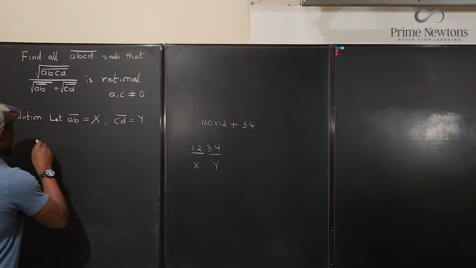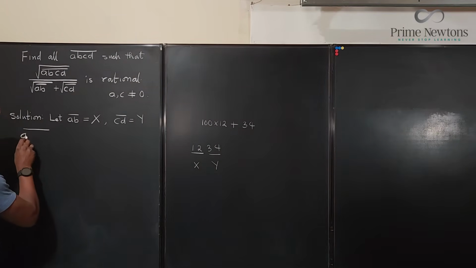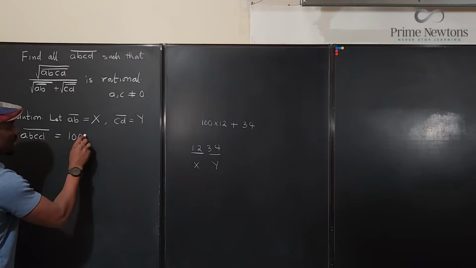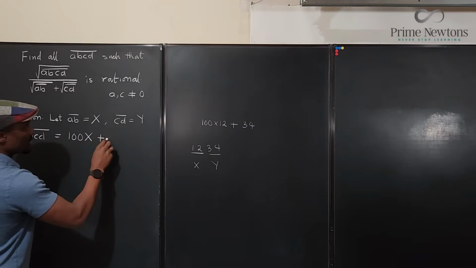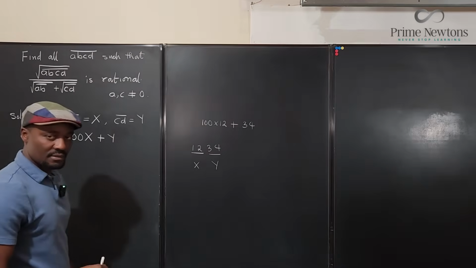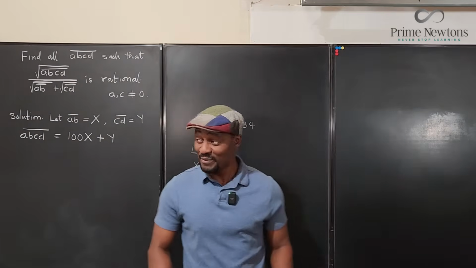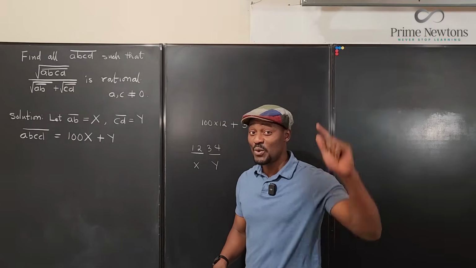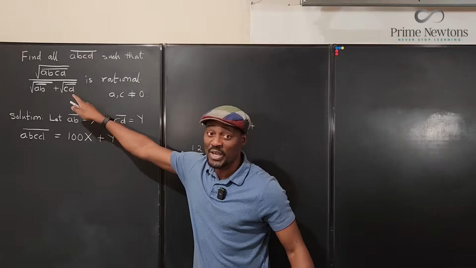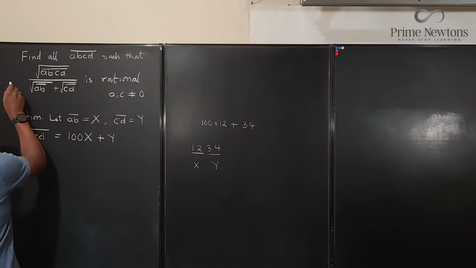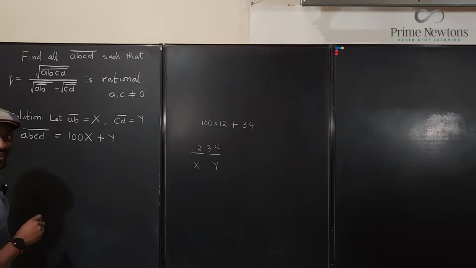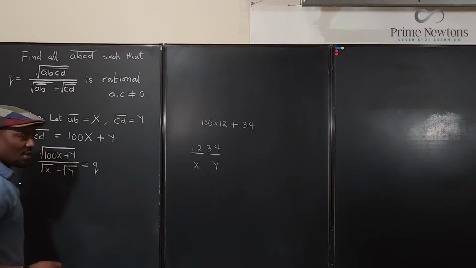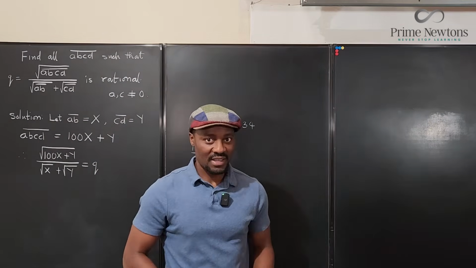So it means that this number ABCD is equal to 100X plus Y. That transformation alone has brought a lot of relief and less confusion. So the original question we have, which I'm going to call Q. Let's call this Q. We just need to find X and Y.